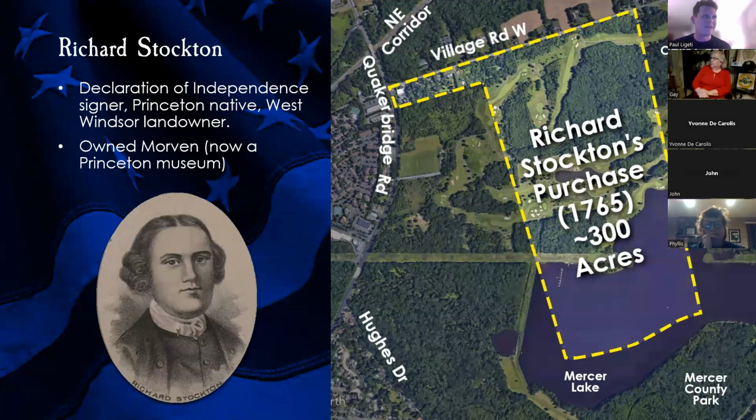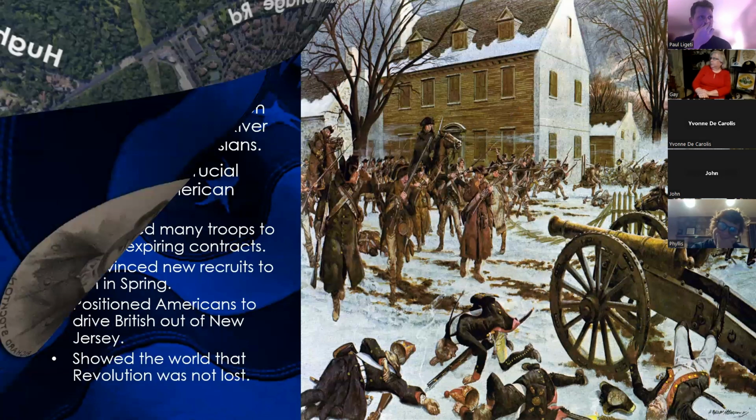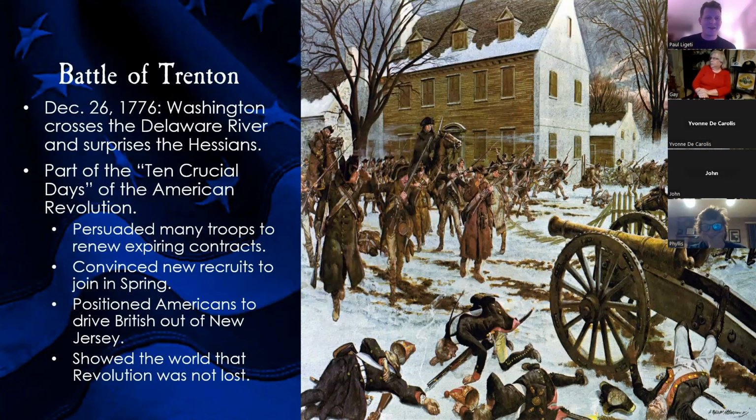One thing I'd personally love to see here is in the future some kind of sign at the golf course recognizing Stockton's ownership of a lot of the land. But now we can move on to actual skirmishes and battles. So late 1776 and early 1777, which was coincidentally the period of Stockton's imprisonment, also saw much revolutionary action in central New Jersey.